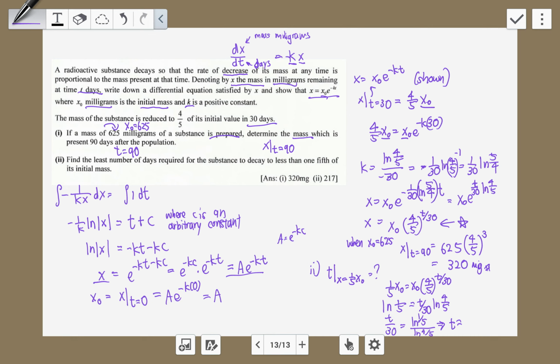What do we get? Divided by ln 4/5, multiply by 30, I'll get 216.37. Let's see, maybe there's some rounding issue which led to the 217. No, so remember, they are saying the least number of days, right? So if we solve for this, we will get 216.37. This is the number of days to reduce to that.